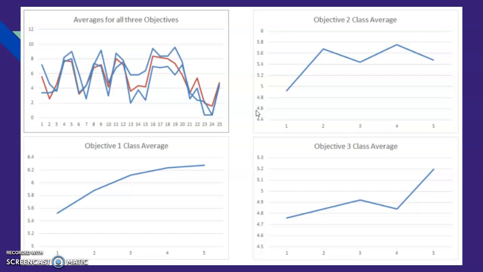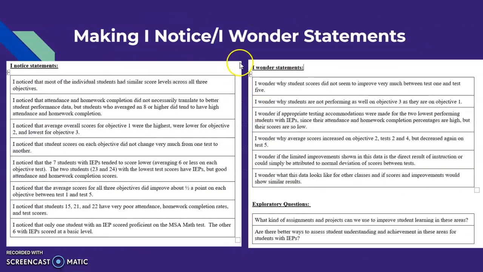So we can start making some statements about what we notice and what we wonder about what we found from our student performance data. So making some I notice statements, like individual students having similar score levels across all 3 objectives. I wonder statements like why the scores didn't seem to improve very much from one test to another. So these are the kind of statements we make in data meeting 1 in groups, and we keep these really broad, and any question, any notice, any I wonder is something that we can explore.